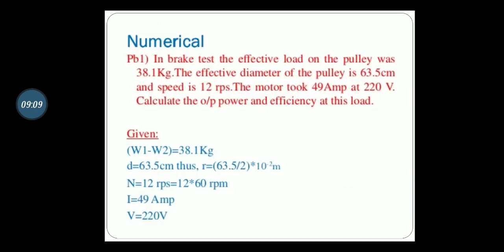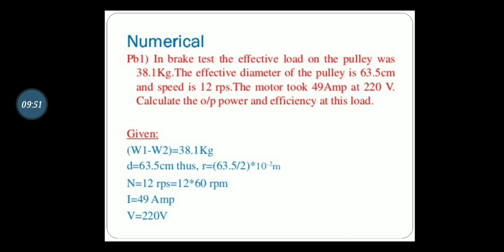So this is about how the test is carried out, that is the brake test or load test. Let me study some numericals on this brake test or load test. One example is taken here. In a brake test, the effective load on the pulley was 38.1 kg. The effective diameter of the pulley is 63.5 centimeter and speed is 12 rps. The motor took 49 ampere at 220 volt. Calculate the output power and efficiency at this load.